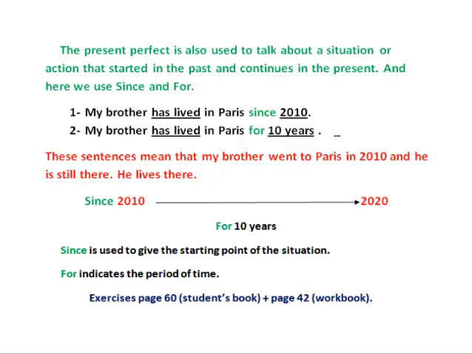We use for to indicate the period of time. The period here is 10 years. For 10 years. He has lived in Paris for 10 years. That means since 2010. And to consolidate this, we have exercises on page 60 of the student's book and page 42 of the workbook.